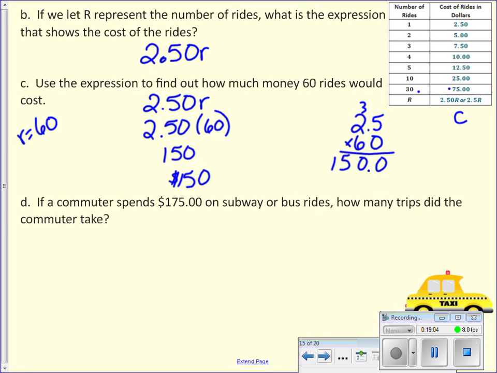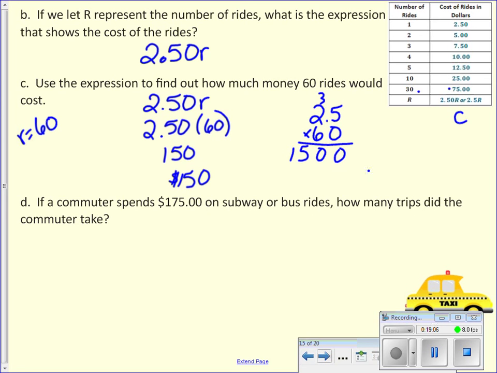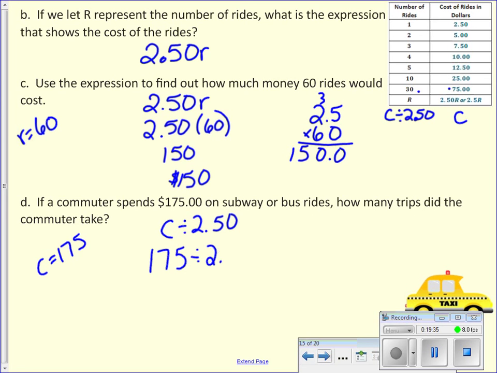So it's C. How do I write my equation? C divided by 2.50. I know my cost is $175. So 175 divided by 2.50.